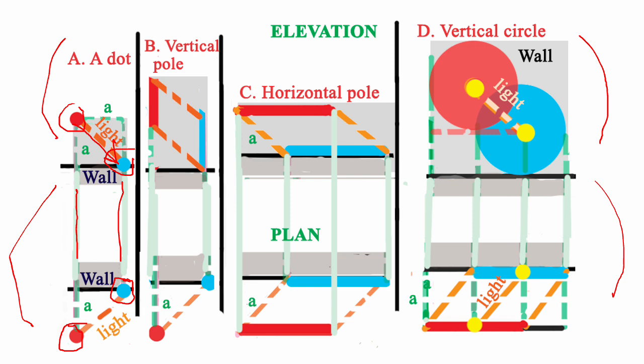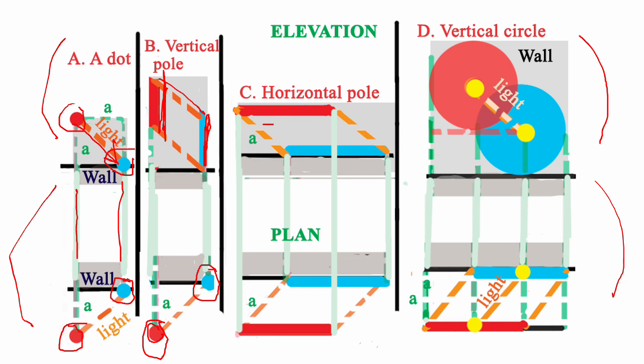Okay, let's look at a vertical pole. On elevation, it looks like a vertical line. On plan, it looks like a dot. Imagine looking down at a flagpole. It would look like a dot. We draw the light rays and find the shadow on elevation, which will look like a vertical line, and on plan, the shadow is a dot.